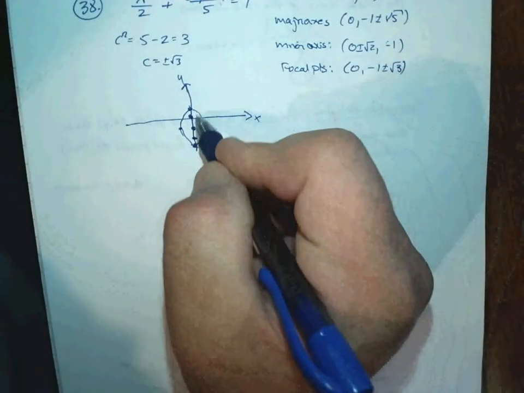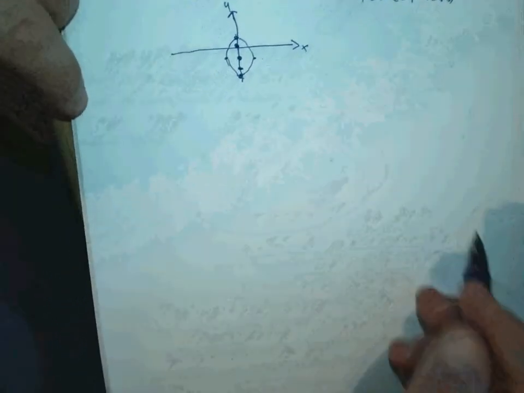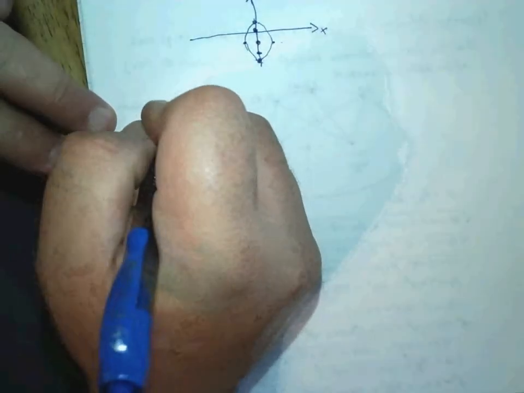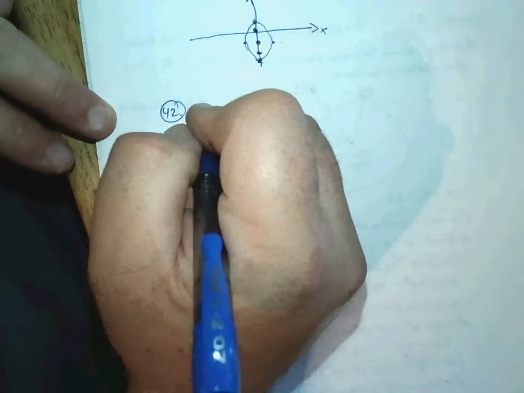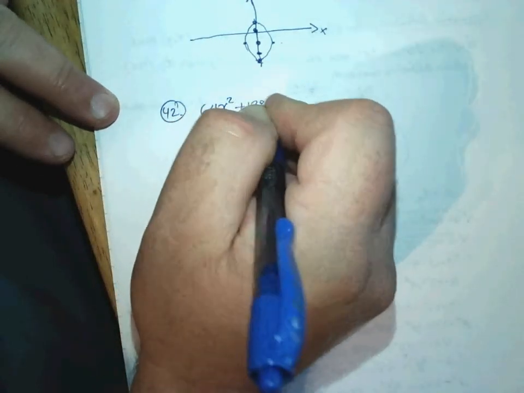And these are the locations of all those things for that graph. Okay, we have to give the actual location of the points and the graph. And there we're done with the problem. All right, let's take a look at number 42.